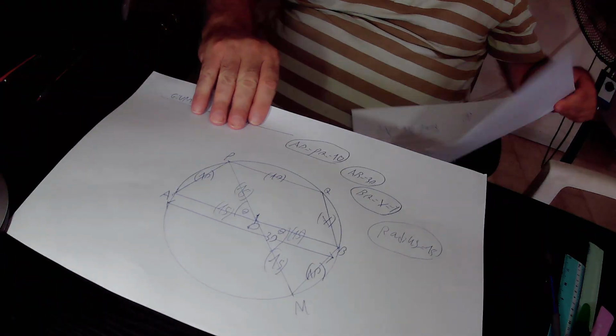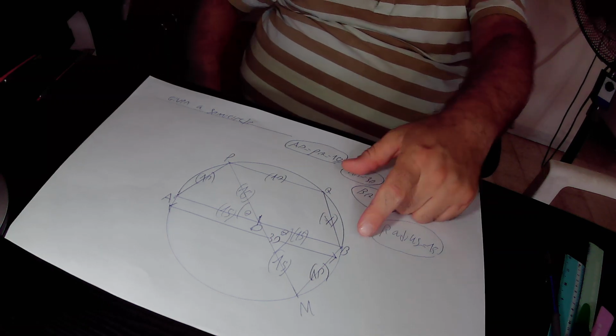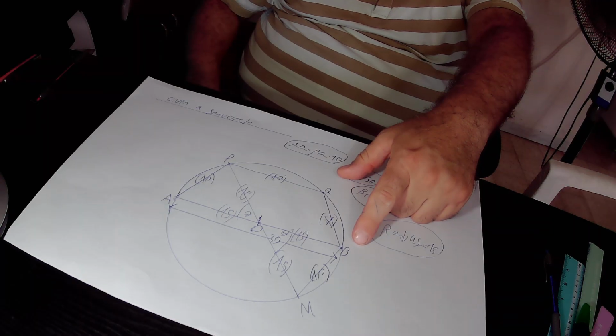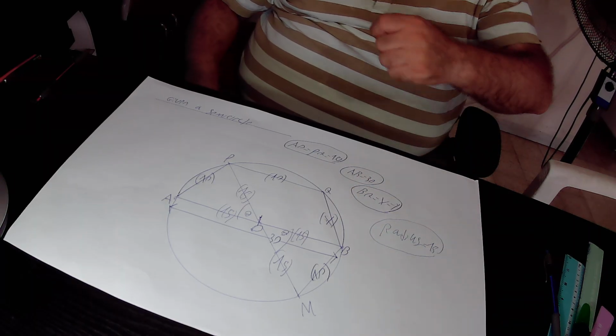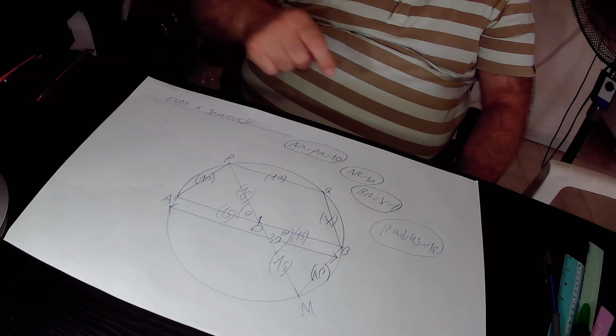Our mission in the second question is to find the length of this chord QB, or chord QB is equal to x. We have to find the value of x. So in the original drawing, we had a semicircle.